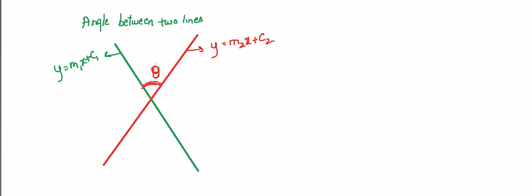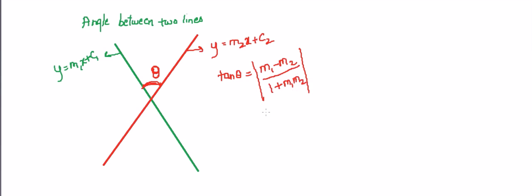So there is a formula by which you can calculate this angle, and this is given as tan theta equals the absolute value of m1 minus m2, which means the answer should be positive, m1 minus m2 over 1 plus m1 m2.